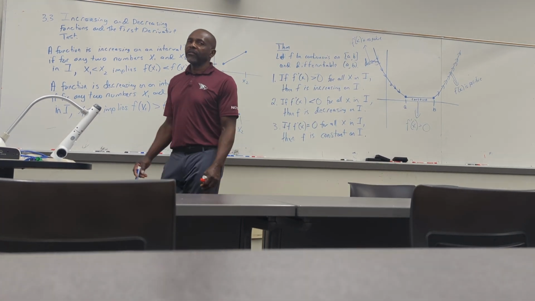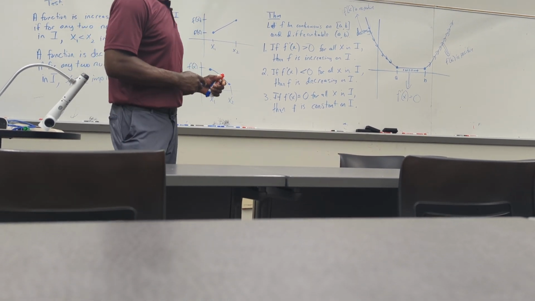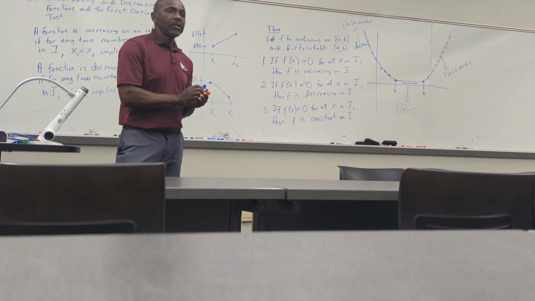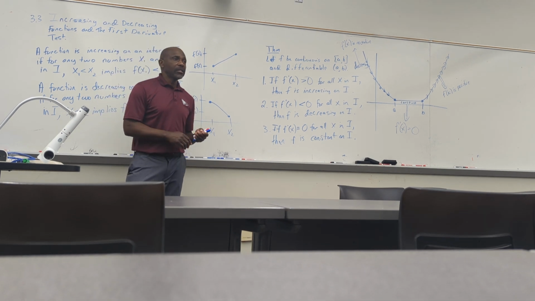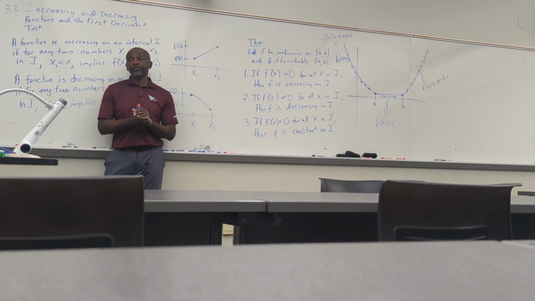If the first derivative is positive, you know the graph is increasing. If the first derivative is negative, you know the graph is what? Decreasing. If the first derivative is equal to 0, it's constant. It's not increasing nor what? Decreasing.